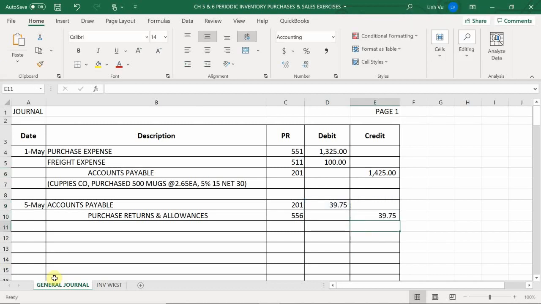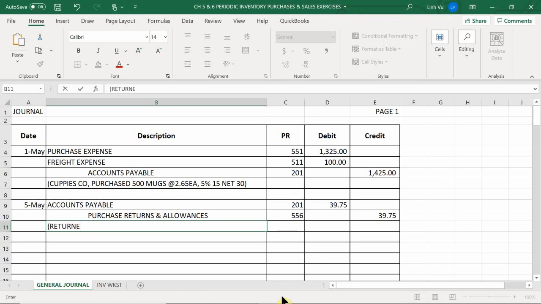Okay, good. And I'm going to make a note here. Returned 15 broken mugs at $2.65 each for full refund. Good.